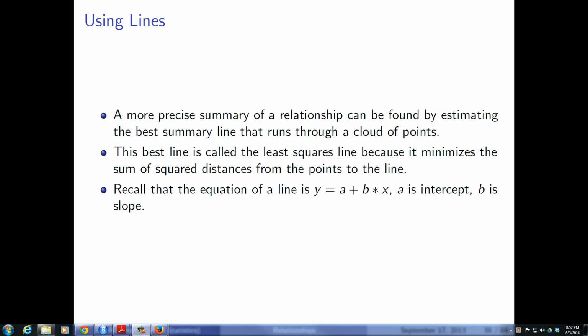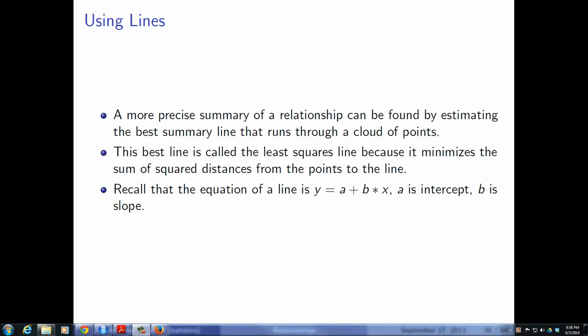Sometimes we can make some very interesting projections and summarizations by using a line equation instead of just eyeballing a scatter plot. The name of the best summary line that we have through the cloud of points is called the least squares line. It's called this because we're going to be using a version of the line that minimizes the sum of the squared distances from the points to the line.